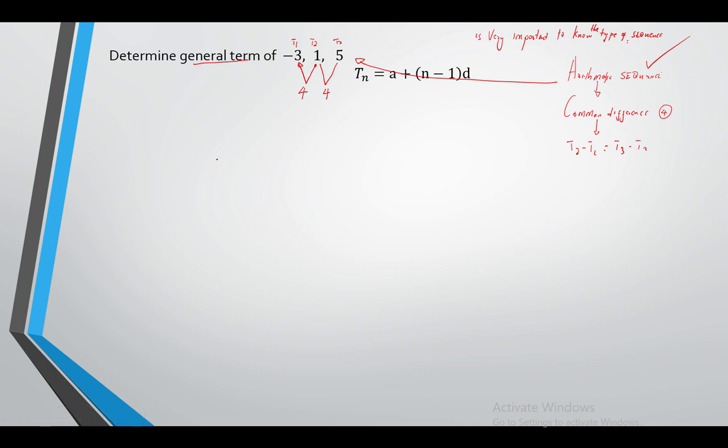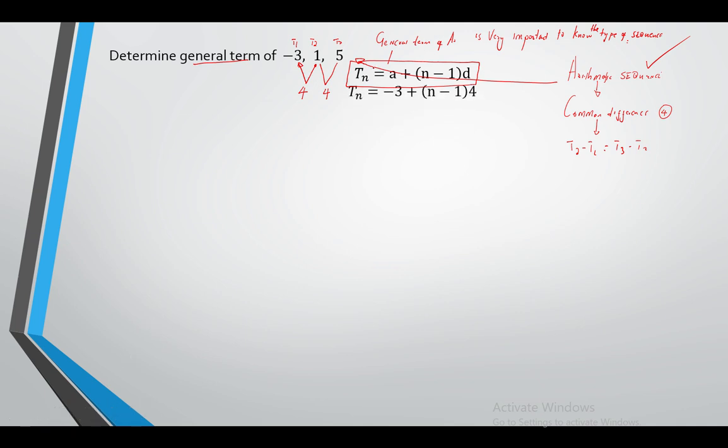That's why I'm using this formula: Tn equals a plus (n minus 1)d. Don't forget, this formula we use to find a general term of an arithmetic sequence. Once you realize that the sequence is arithmetic, you can use this formula, Tn equals a plus (n minus 1) times d.